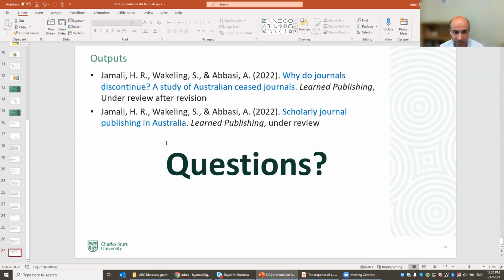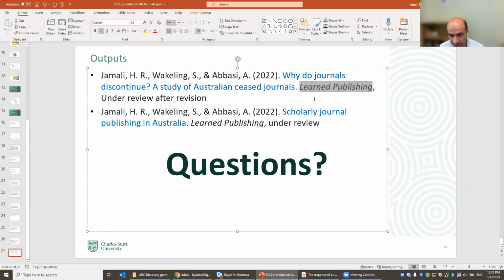Two papers came out of these. We submitted to Learned Publishing Journal, which is a specialized journal in scholarly communication. The first one, we got a lot of comments. We revised and submitted again, it's under review. And the second one is also under review. Once they are out, we can share more widely.